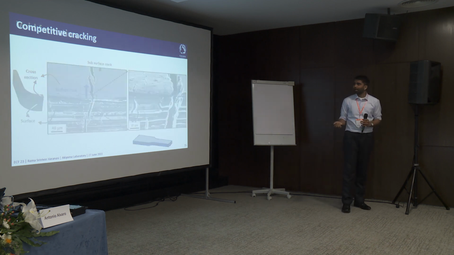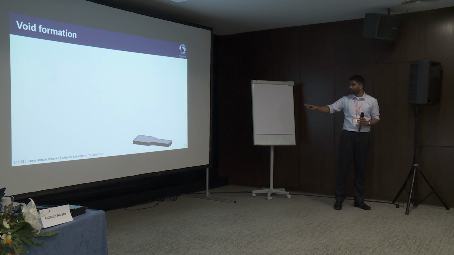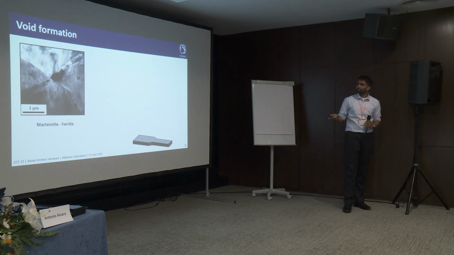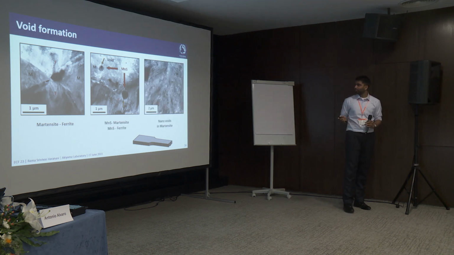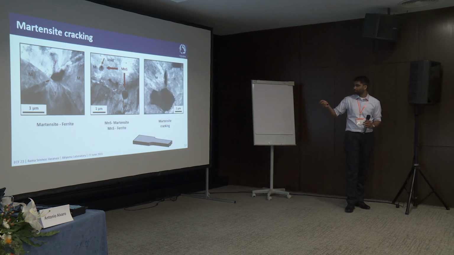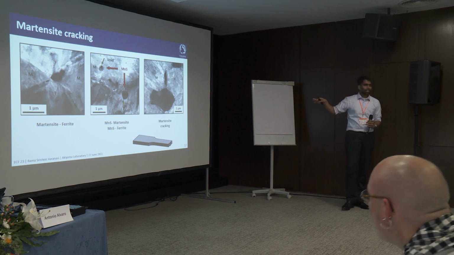So we took a step back and we looked at the tensile specimen, because in a U-bend sample we can approximate the surface condition to be very close to the tensile condition. And firstly what we observed was void formation at the martensite-ferrite interface, and also void formation at manganese sulfide inclusions with ferrite and martensite, and some nano voids in martensite. In addition, we have also seen ferrite-austenite grain boundary martensite cracking in the tensile sample.